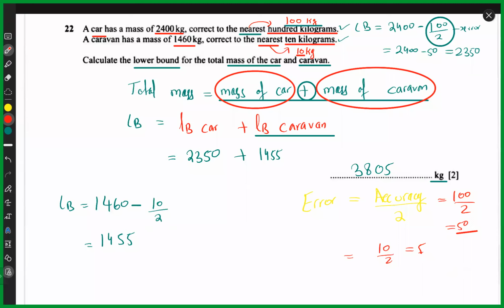Yes, is it okay now? Please remember, the error is not going to be 0.5 for every scenario. That totally depends upon the measurement. Yes, Urva, understood? Yes, ma'am. Okay, perfect.